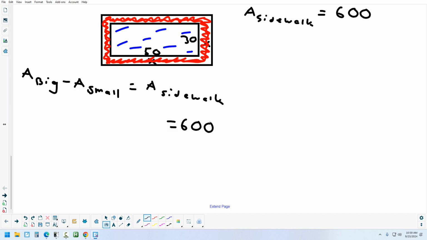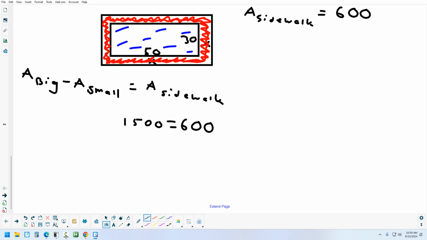And the area of the small rectangle, well, the small rectangle, that's the pool. And the pool is 30 by 50. So how much is the area of the pool? 1,500. 1,500. All right, and now that's it for numbers. That's all we got. Now we need the area of the big rectangle.